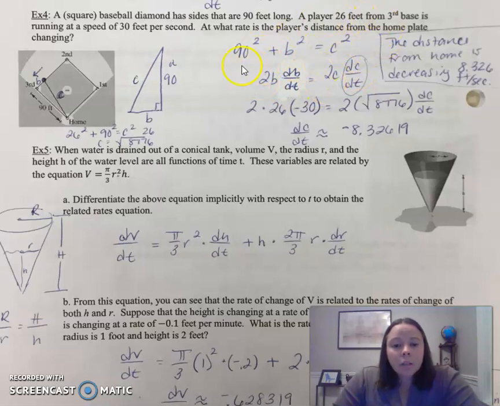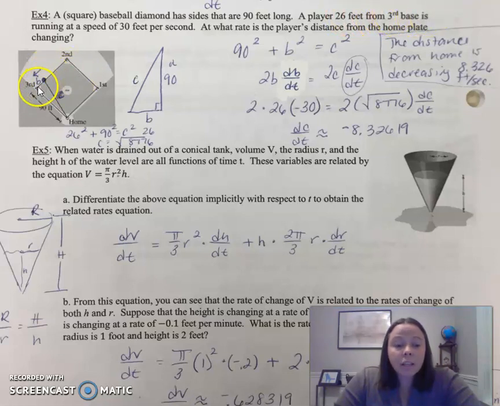Okay. So once you've done that, now you're ready to do the derivative. So 90 squared is a number, that's just 0. And here we use implicit differentiation, so that's 2b times db/dt equals 2c times dc/dt. So now that we've got our derivative, you're in plug-in mode. So 2 times b, what is that distance? That's here.